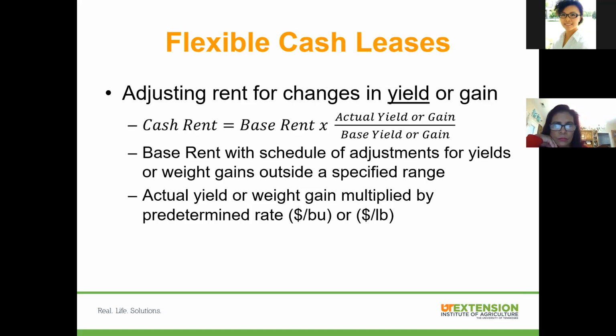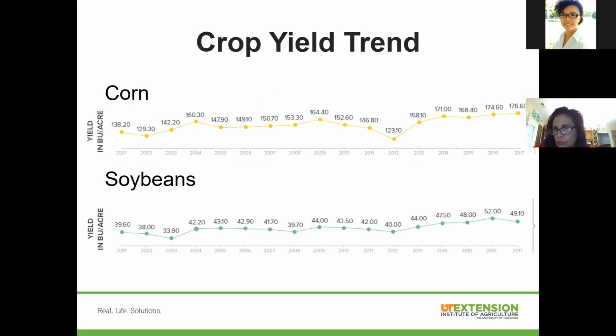Another way you can set it up is to adjust your rent for changes in yield or gain. Gain is for livestock, yield is more for crops. So your cash rent is also based on a base rent, with adjustments if the yield is moving above that range. We're going to adjust it, and decide how we're going to adjust it.